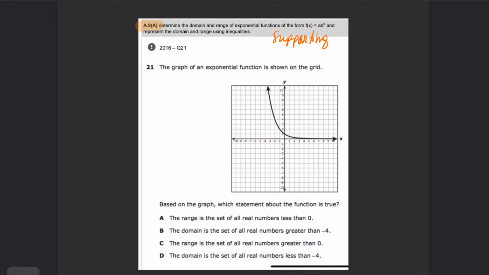This question covers TEK 8.9a. The graph of the exponential function is shown on the grid. Based on the graph, which statement is true? So we are looking for the statement that is true.